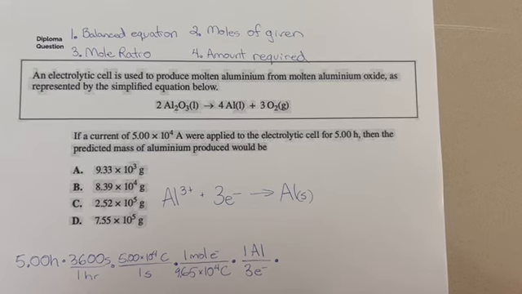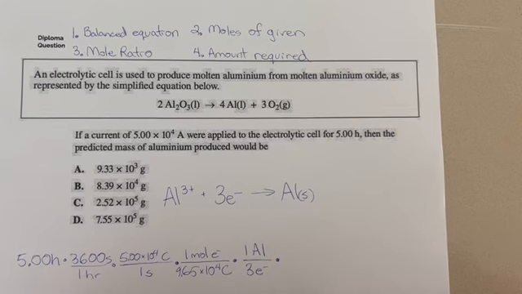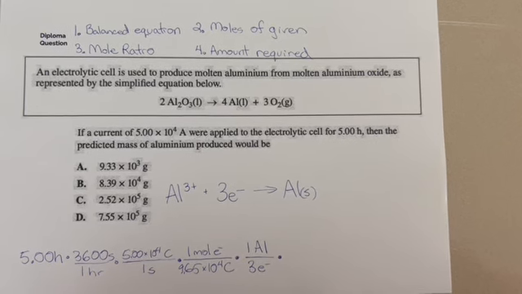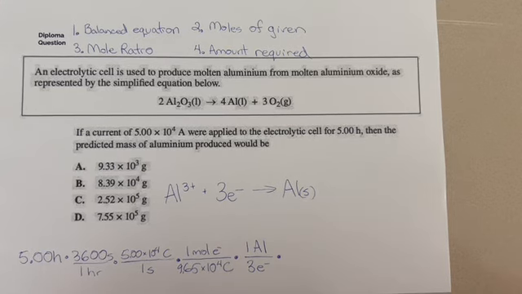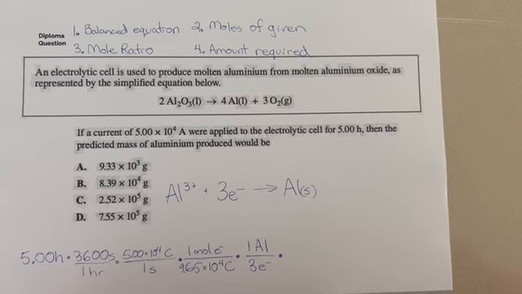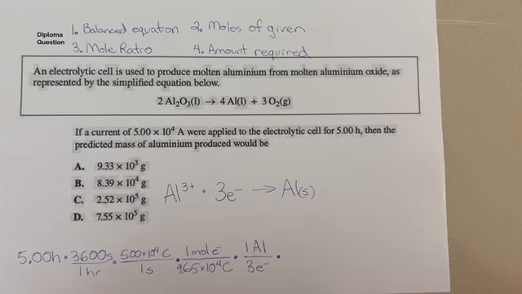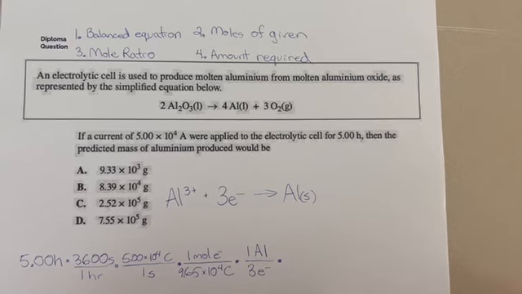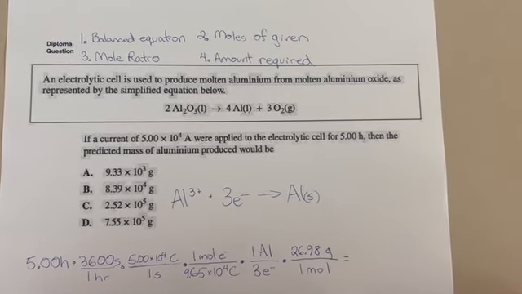Last step is to find the amount required. The question asks for the mass of aluminum, so we want mass. So we know if we want to get from moles to mass, we got to use molar mass. And right now we have moles and we want mass. So the mass needs to go on top, the moles needs to go on the bottom. We want those moles to cancel out and we want the mass. So I'm going to times it by the molar mass of aluminum.